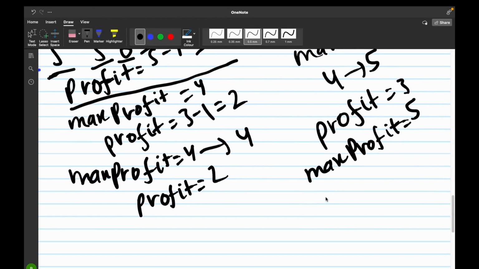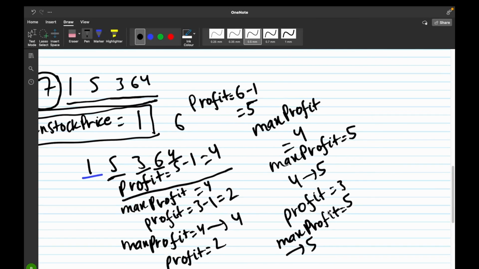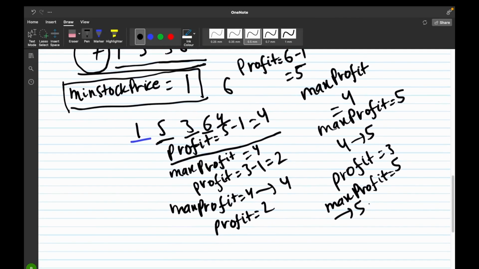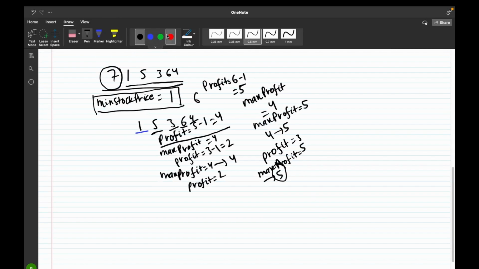So max profit would remain 5 only and it will not change to 3, because max profit is already greater than profit. So this is how we are getting the same maximum profit as we were getting from the earlier approach, which is 5 only. We are seeing that we are getting the same maximum profit that we were getting from the earlier approach.